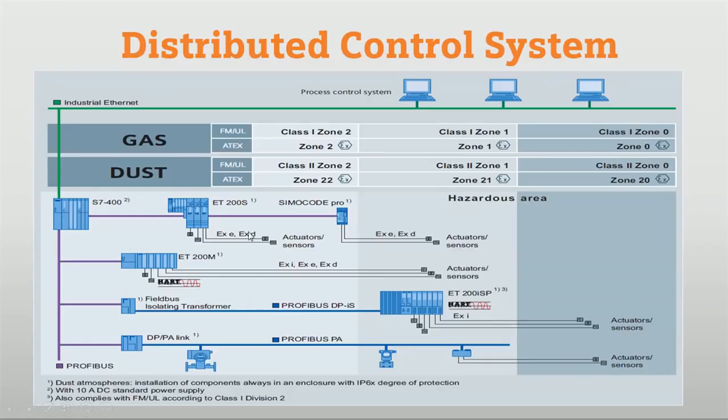In the normal condition we use ET 200S, and for the hazardous or potential explosive area we use ET 200 iSP. It is used for potential explosive areas, and based on the environment we use the communication protocol. Here we use Profibus DP, and here we use Profibus PA or other protocols. Based on the environment zone we use the actuator sensor interface as well as communication protocols.